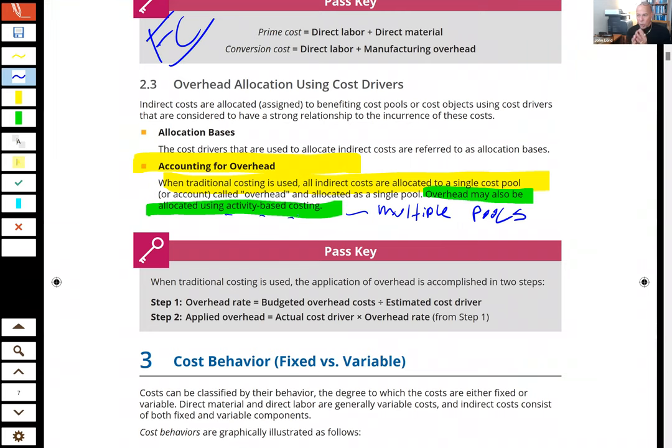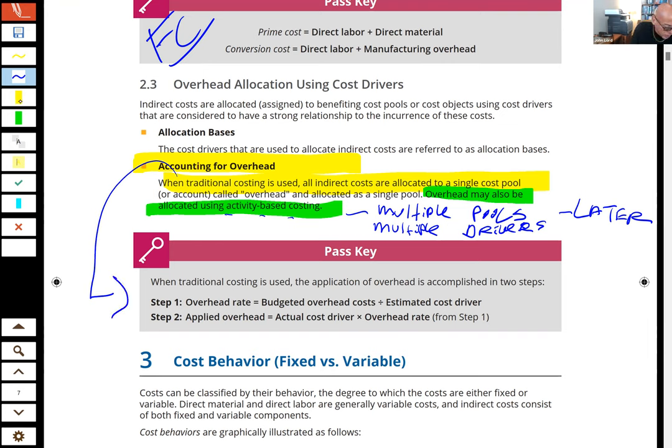I'm thinking of what? I have an overhead pool. And rather than using one pool and one driver, I'll use multiple pools and multiple drivers. So instead of having one rate, I'll have several rates. Then depending on how a product uses up those resources will determine how much we allocate to any one product. We'll do that a little bit later. That's something that's fairly light on the exam. We'll look more at that later. Right now, we're going to look at traditional.